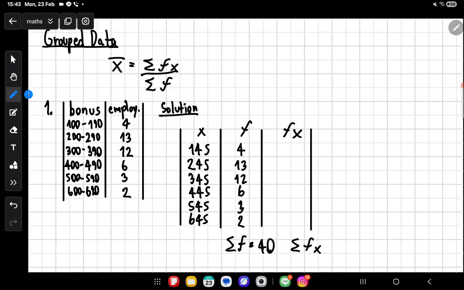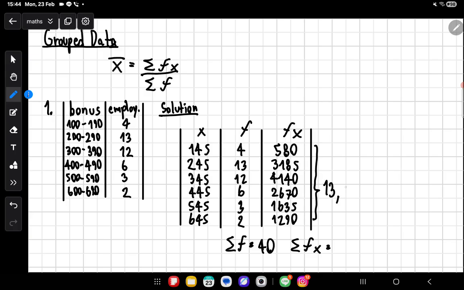Now we need to find the sum of fx. What's the sum of fx? 145 multiplied by 4 is 580. 245 multiplied by 13 is 3,185. 345 multiplied by 12 is 4,140. 445 multiplied by 6 is 2,670. 545 multiplied by 3 is 1,635. 645 multiplied by 2 is 1,290. So, if you do the calculations, all this is 13,500. Just to save you a bit of time.